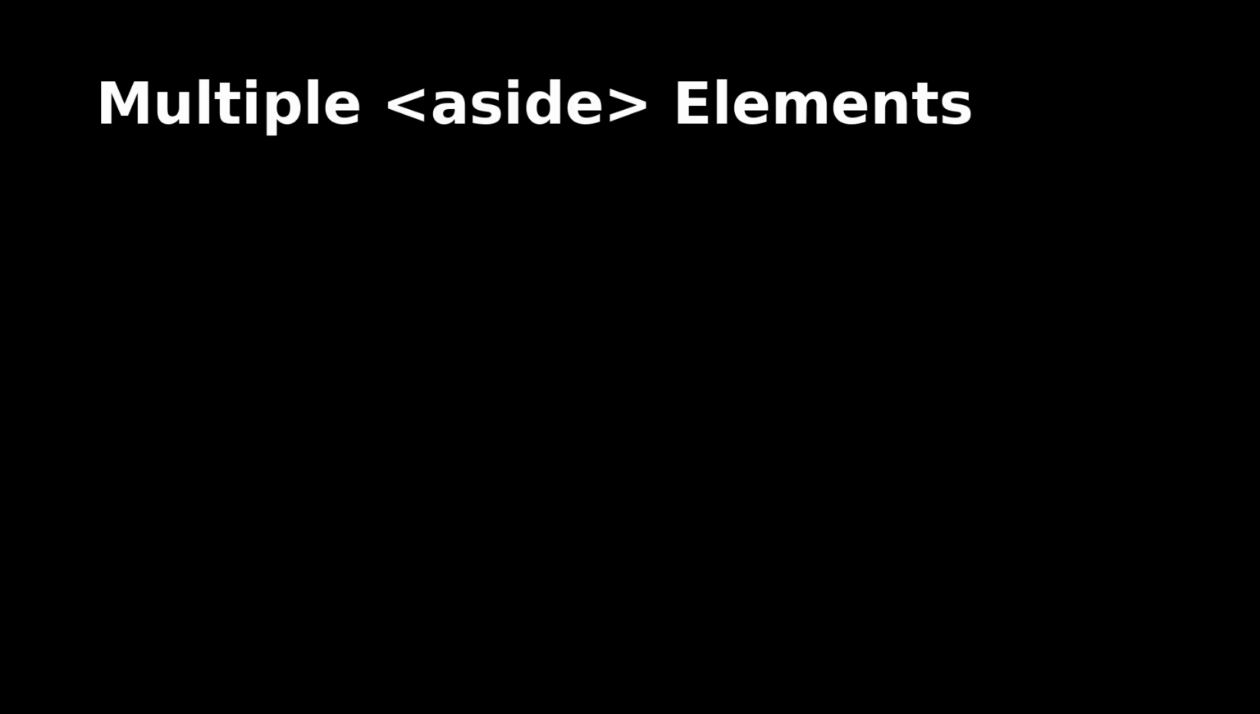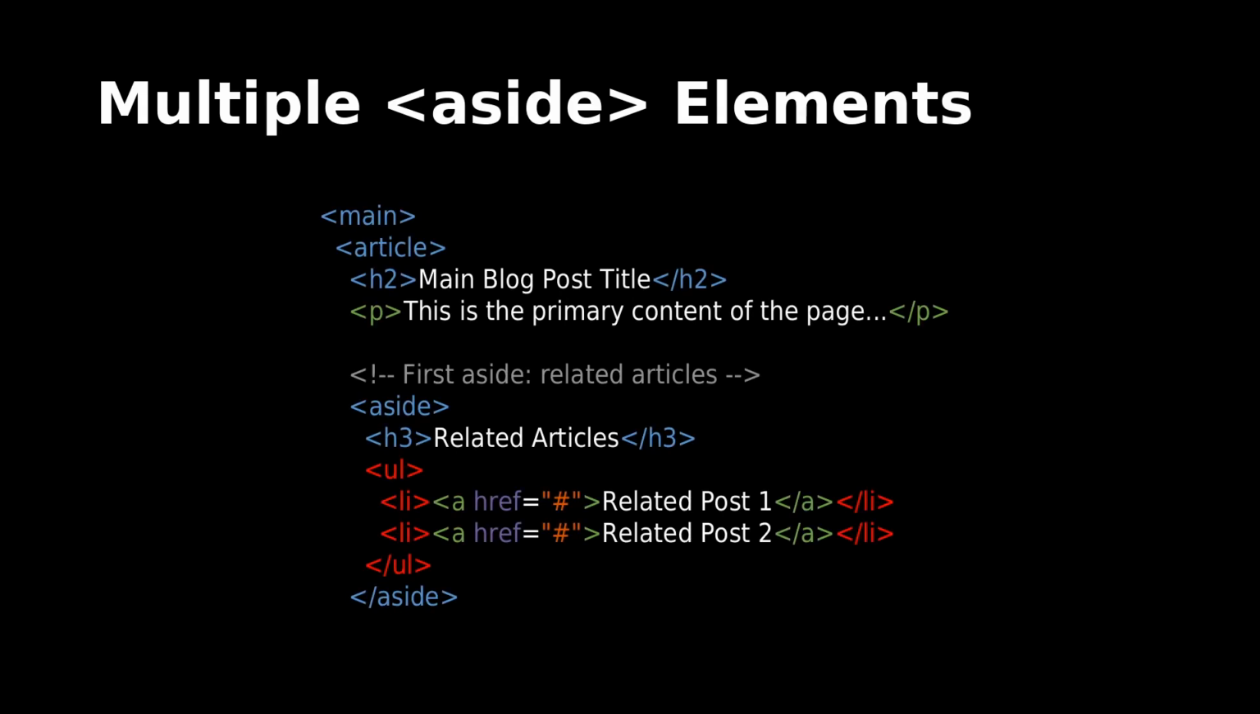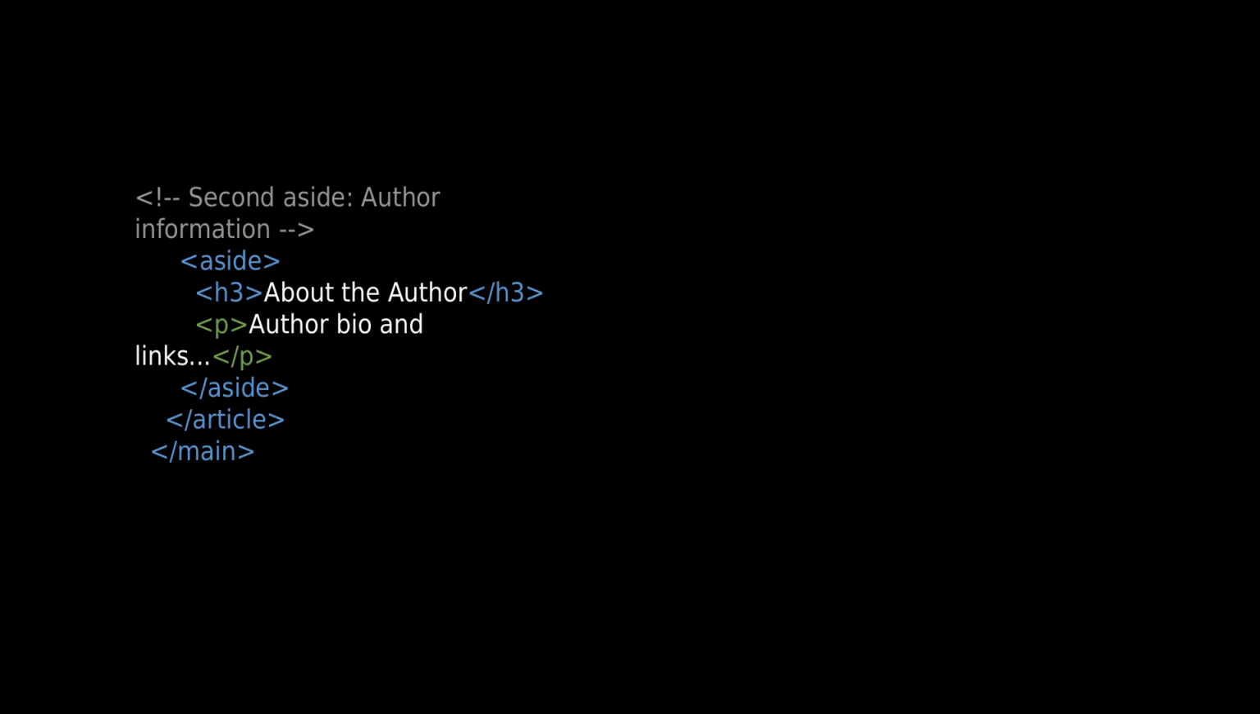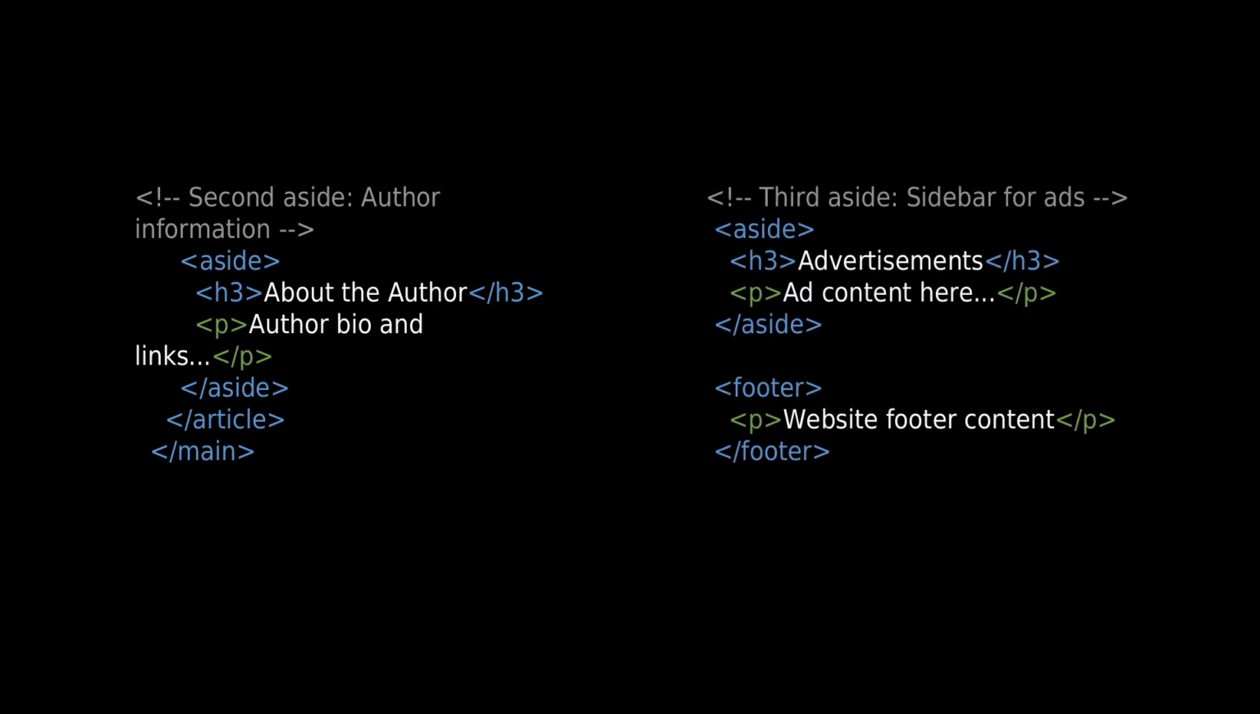Multiple aside elements. You can use multiple aside elements in a single web page, each serving different purposes. For example, one aside element could be used for a sidebar containing navigation links. Another aside element could hold related articles within a blog post. A third aside could feature advertisements or promotional content. This approach allows you to include multiple pieces of supplementary content on the same page, clearly separating different types of related information using the aside element.